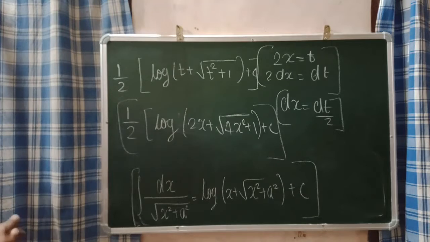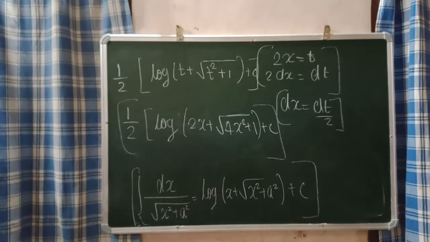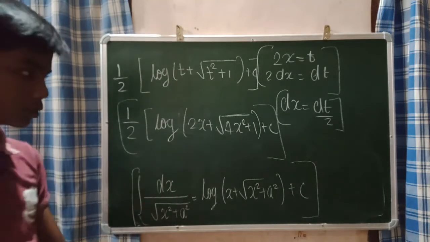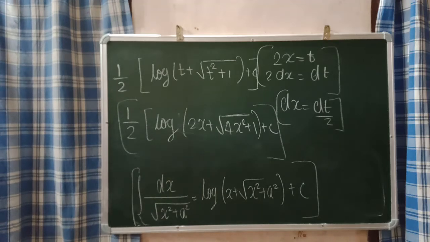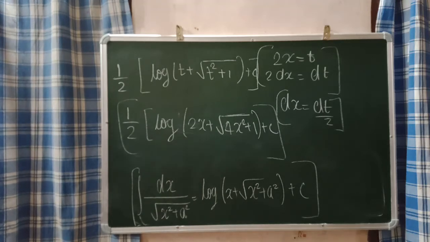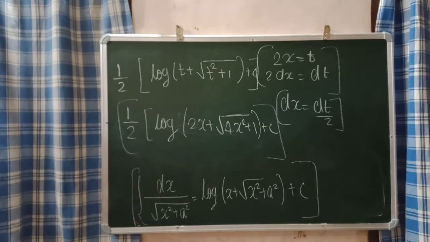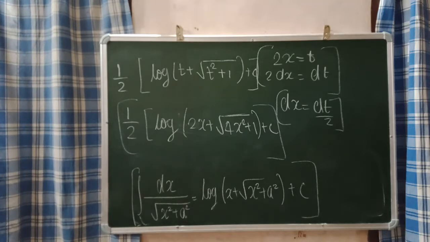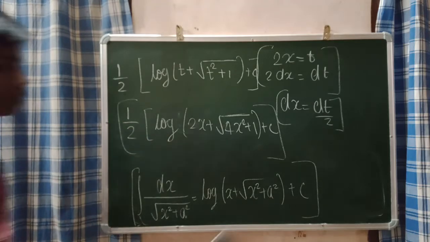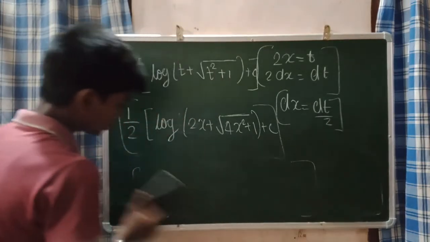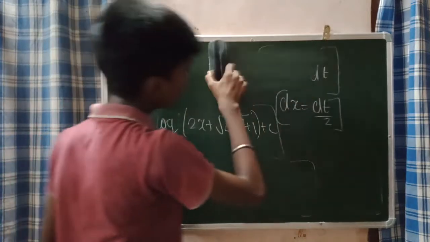So guys, the reason I am going very slowly is that my throat is not good now. So half into log of 2x plus root of 4x square plus 1 plus some constant is the answer for this question, because we took t as 2x. Very simple concept, okay now. So this is the answer for your second question. Now let us move on to the third question.